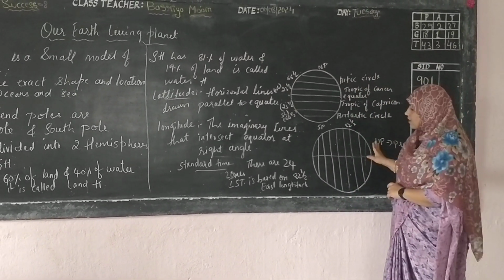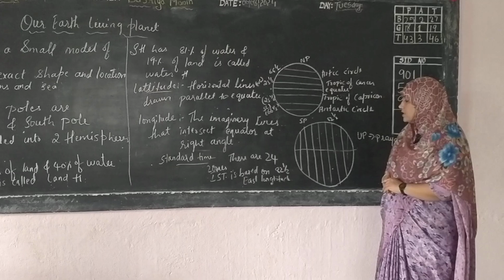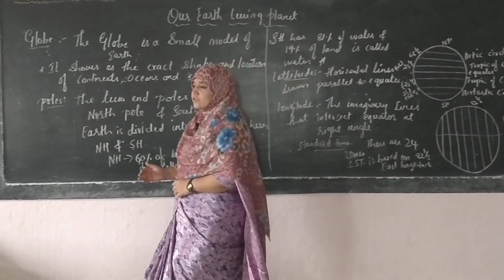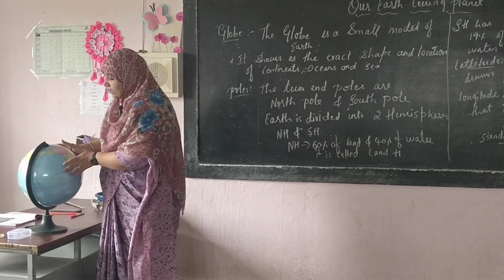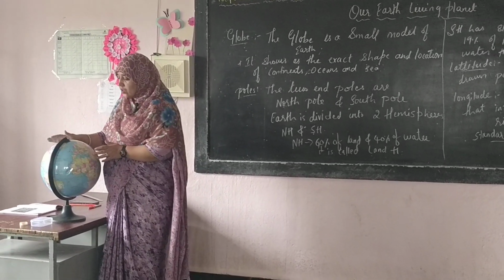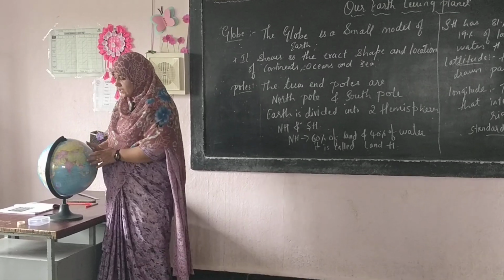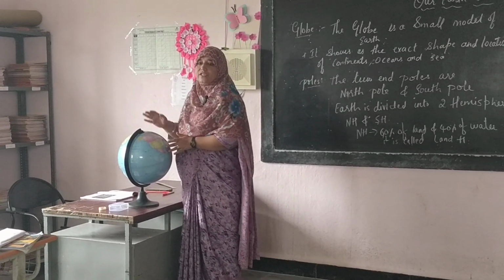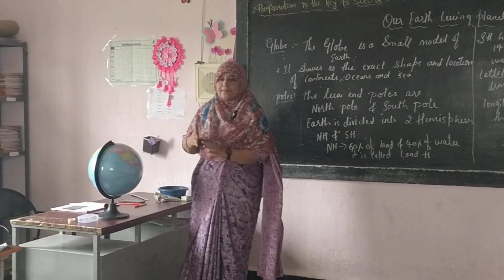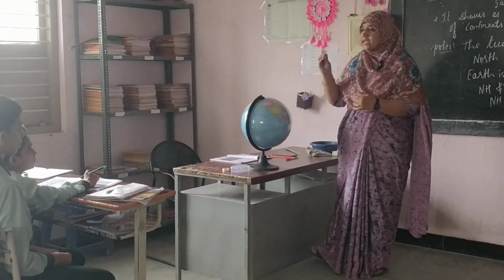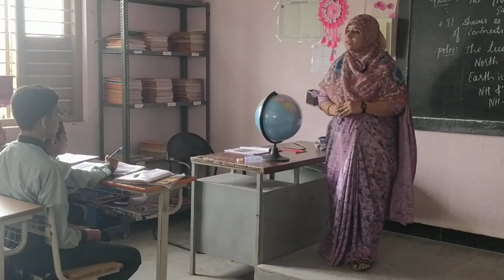Here there are 24 time zones in our globe. How many zones are there? 24. In the whole world there are 7 continents. Each country has a different time. The time varies by 1 hour or 2 hours or 3 hours. Like that, 24 zones are there.